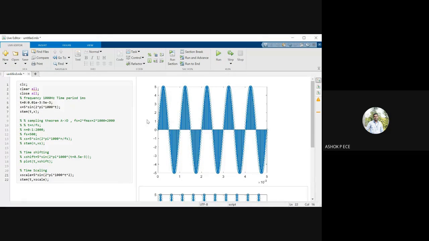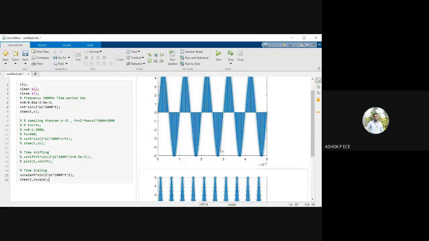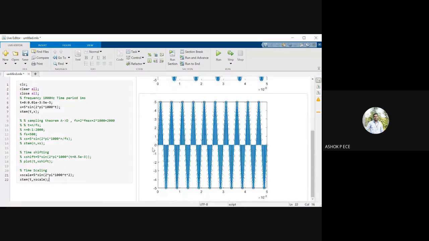Able to see? This is the original sine wave, and this is going to be the compressed sine wave. See here, I have only 5 cycles that I can see completely in the first diagram. In the second diagram, I can see 10 cycles, which means I have compressed my sine wave.